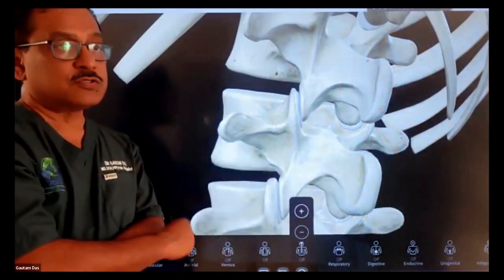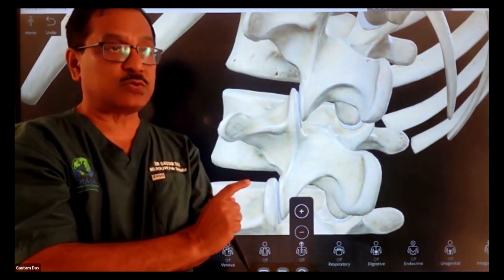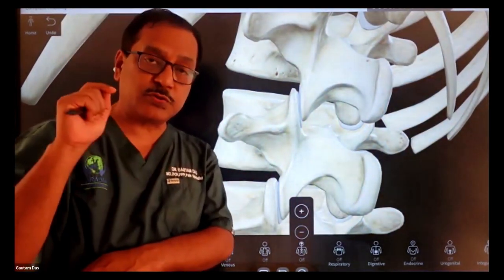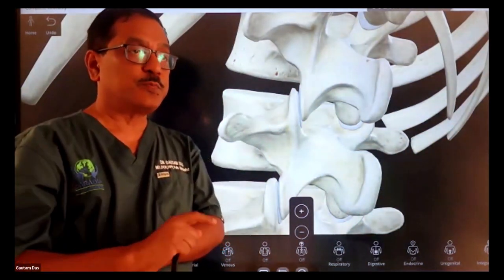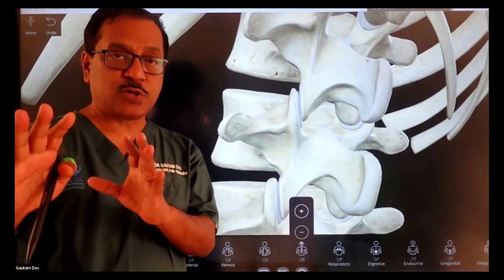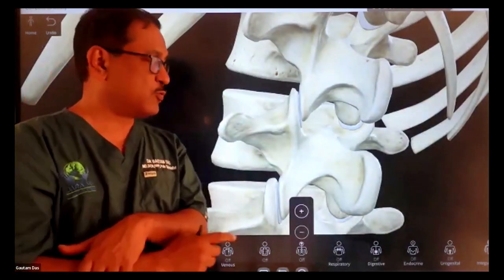So let me put it off. Now the other procedure we will be demonstrating today, a very important procedure, is your lumbar transforaminal epidural. To understand the transforaminal epidural, we must know the anatomy of the foramen. So what is the anatomy of the foramen?